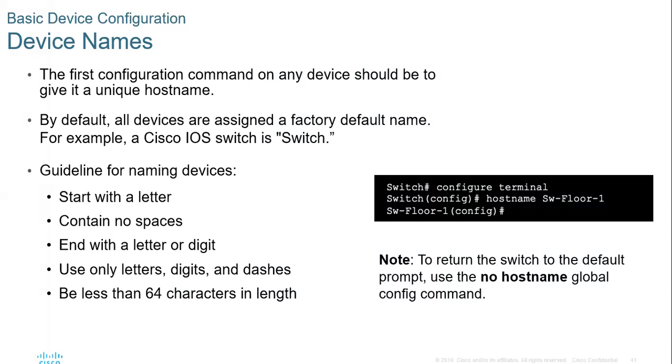Switch# configure terminal, Switch(config)# hostname ESW-floor-1. This is one switch name, given as for the first floor. Switch 1 is present, so the name will change to ESW-floor-1(config)#. So first, before starting any device, we need to rename it as per our convenience.